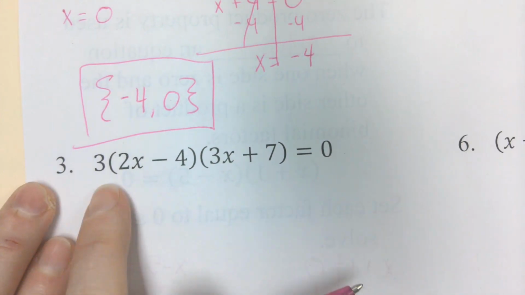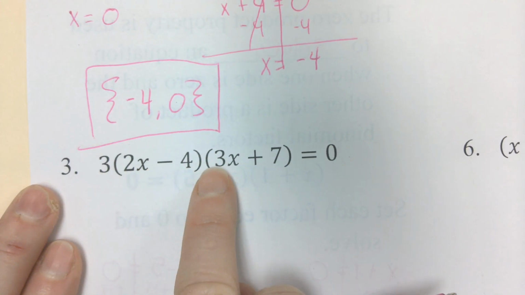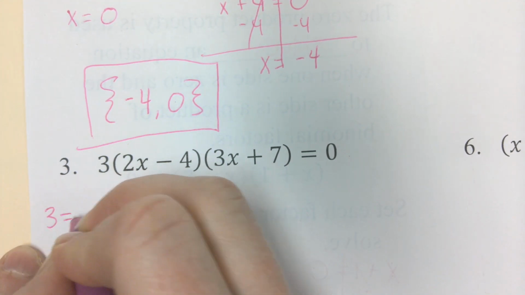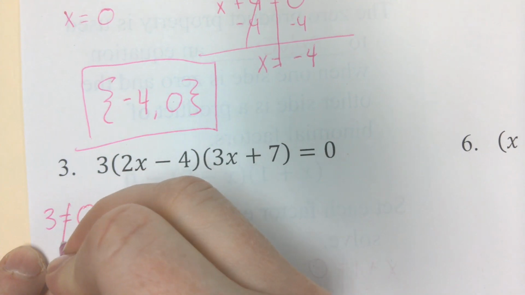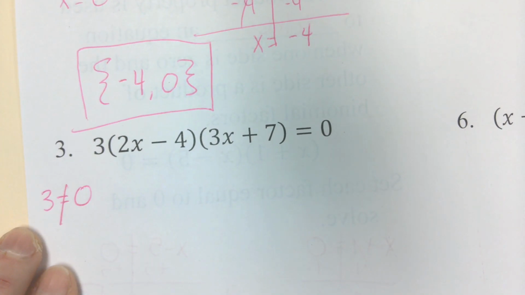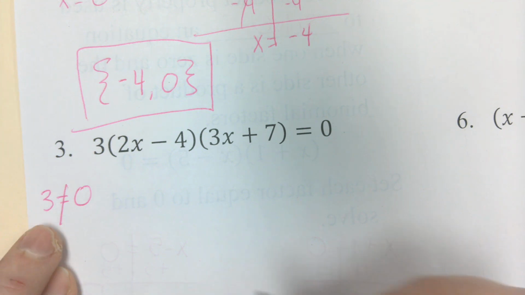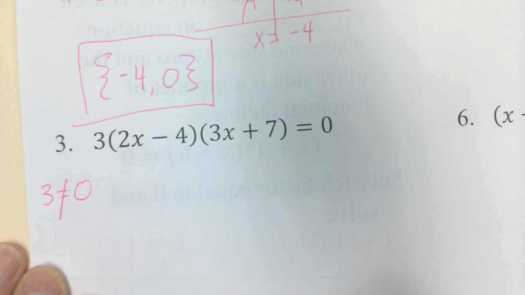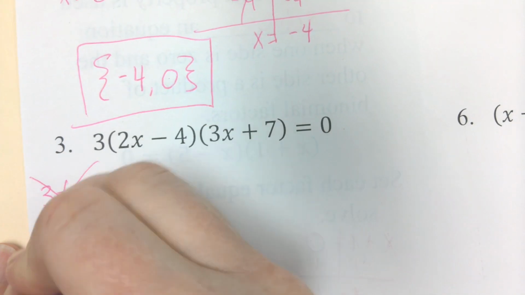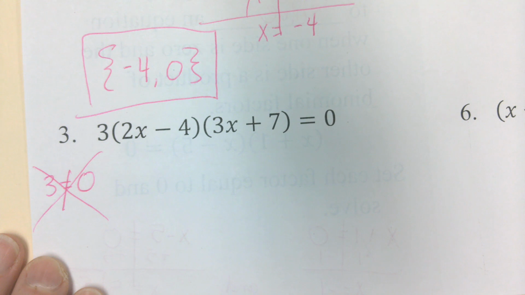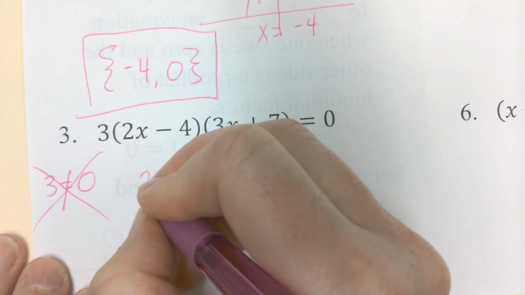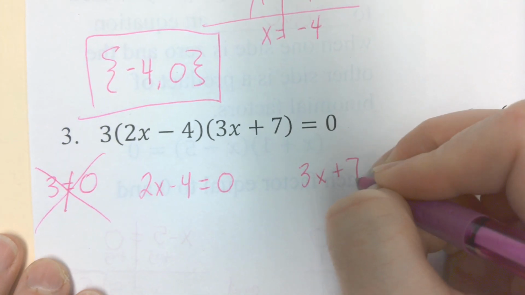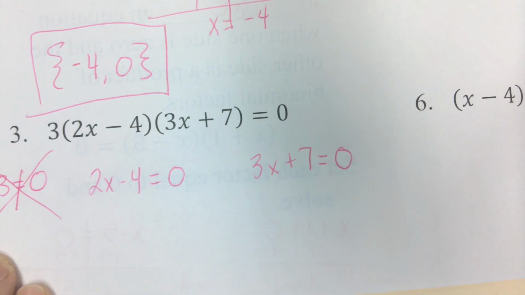Okay, let's look at number 3. It says 3, and then we have a binomial. A binomial equals 0. So let's do the first one. Does 3 equal 0? No. So we're going to ignore that one. I'm just putting a not equal to, so I am not going to use this at all. So then I'll mark it out. 3 doesn't equal 0, so I can't use it. But 2x minus 4 equals 0, and 3x plus 7 equals 0 can be solved.